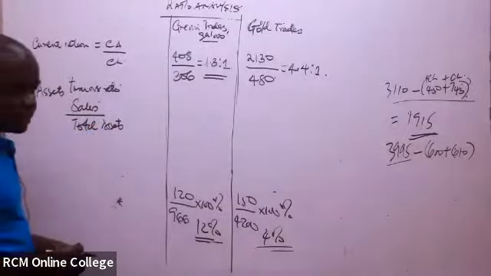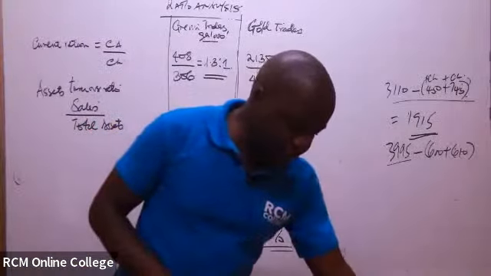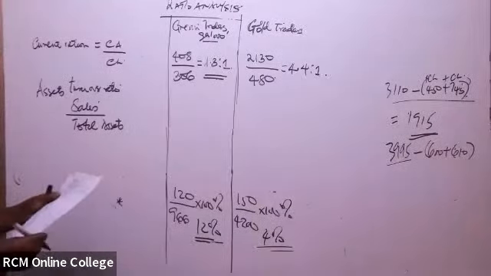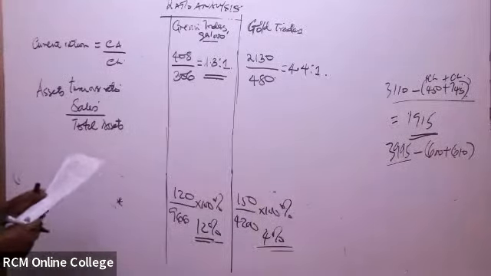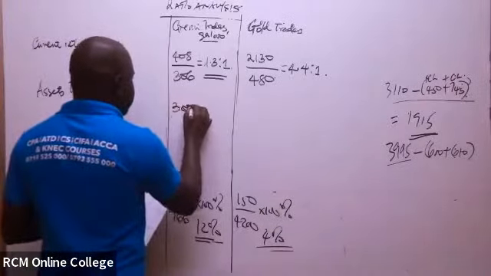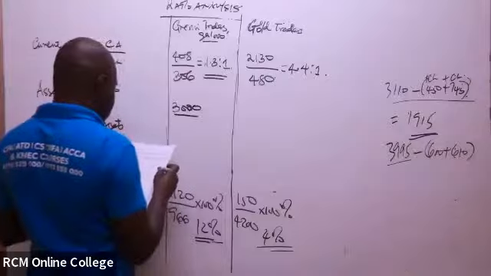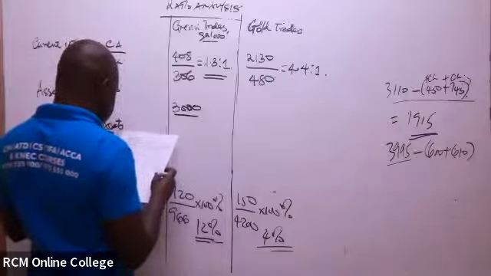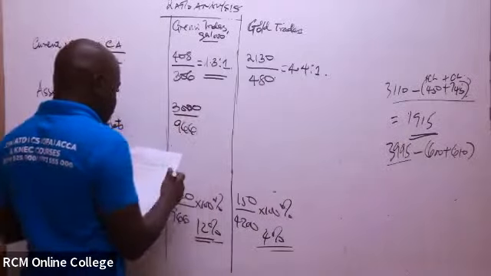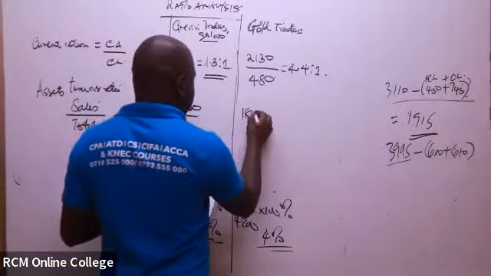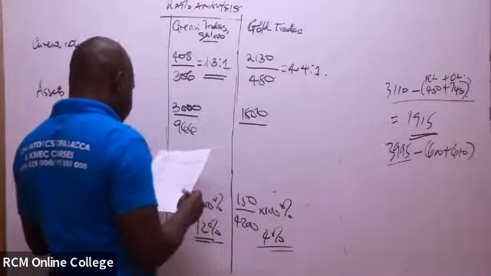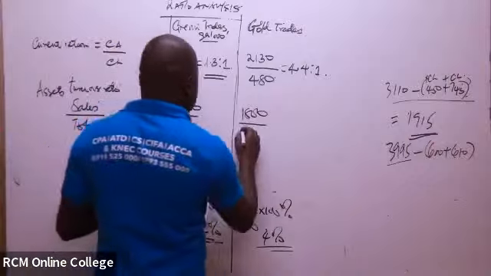So you'll take your sales. We need to go and identify what our sales are in this case, then we take the total assets. For Green Traders, the sales are 3 million over total assets of 966. For the other one, Gold Traders, the sales are 1800 over total assets of 4200.